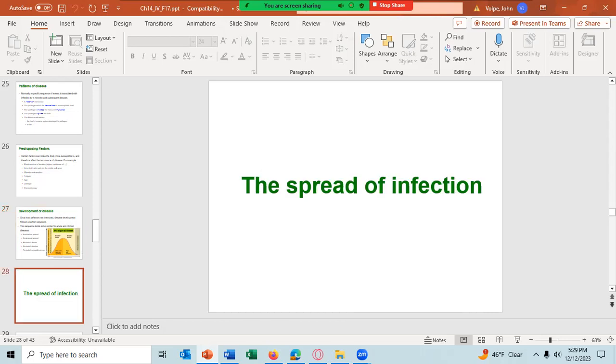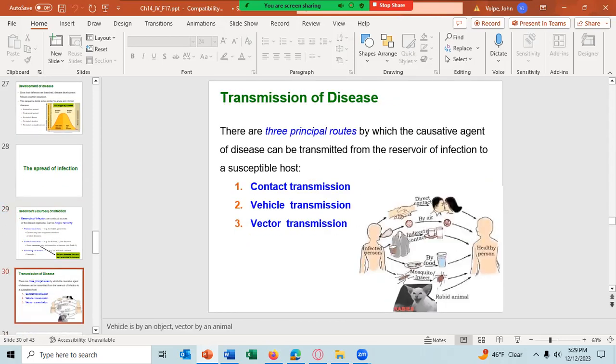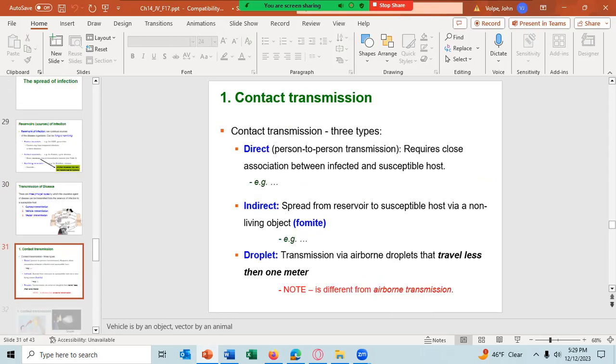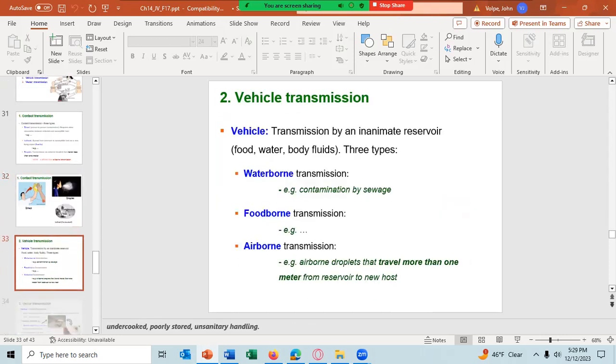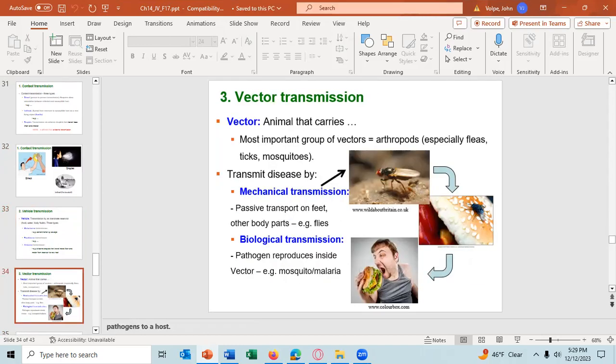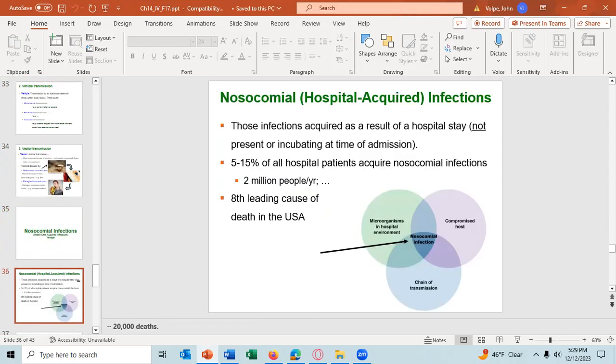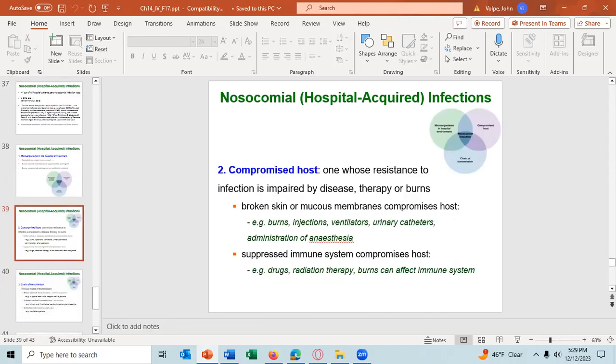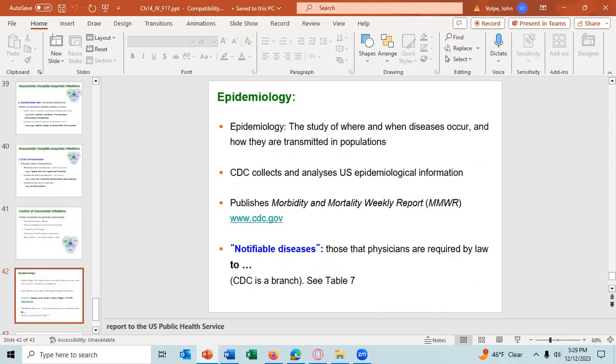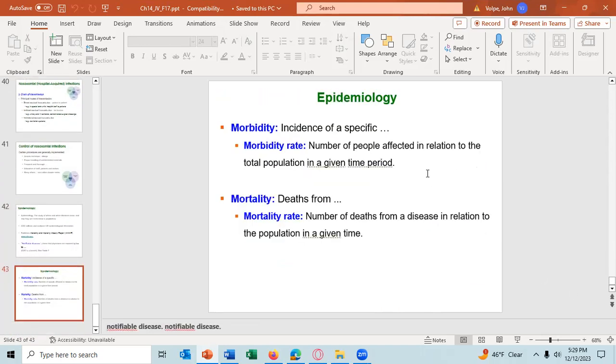Any questions about any of that? We should know the transmission of disease: contact, vehicle, and vector transmission. And then, of course, you should know about nosocomial infections. Any question about that? All right, if not, let's move on.